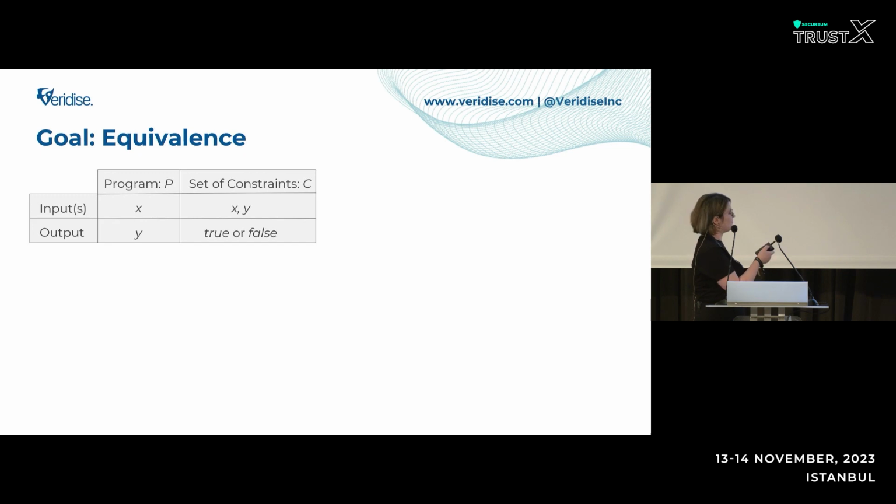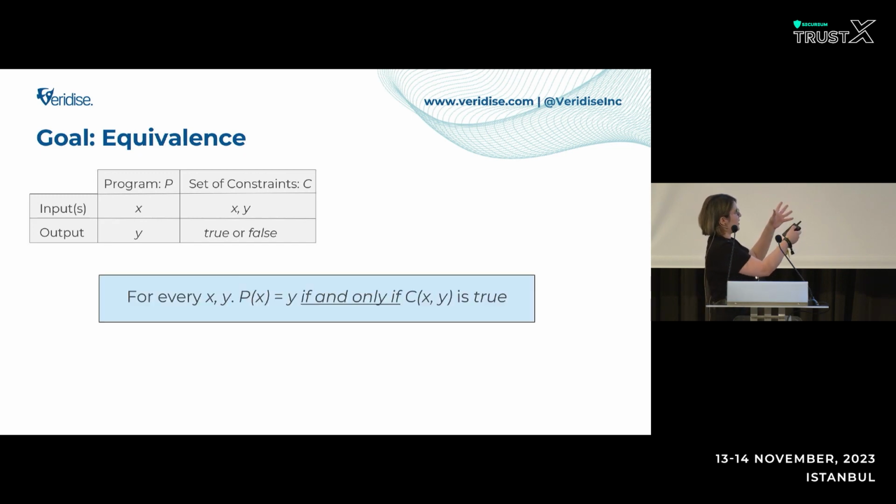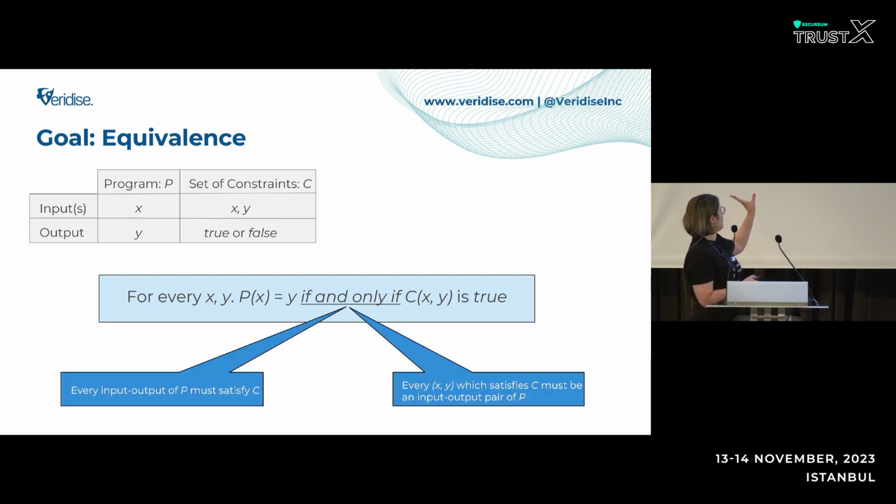All right, so let's have a look at this equivalence property. This is the way we formally express this property. Basically, for every x, which is an input of the witness generator, the output of this witness generator has to satisfy the constraints. So you can read this property this way: every input-output pair of P must satisfy C, the set of constraints, and every x, y pair which satisfies C must be an input-output pair of P. So there is equivalence between these two entities.